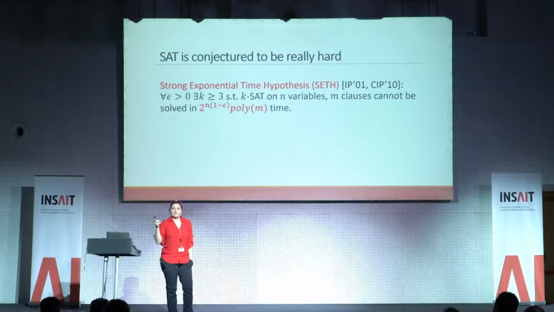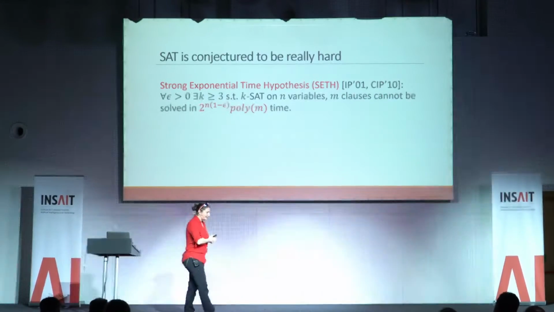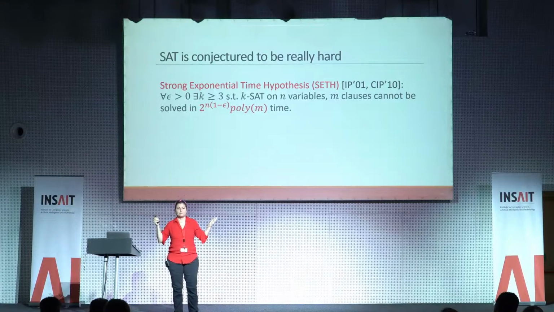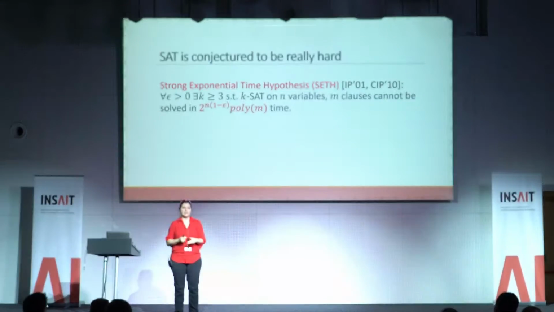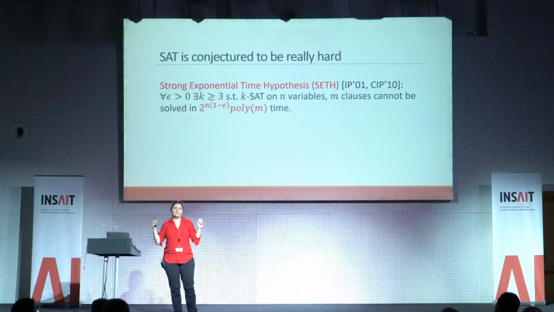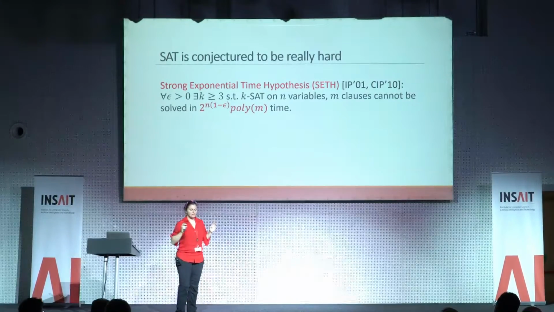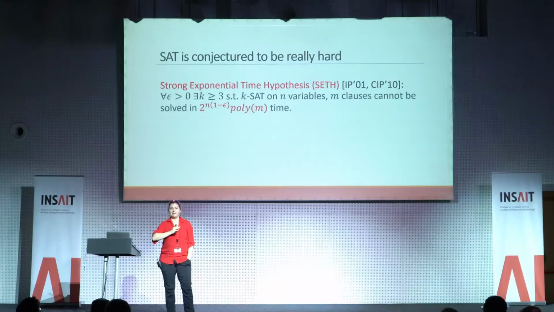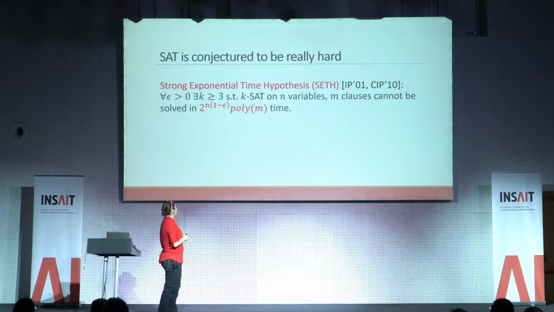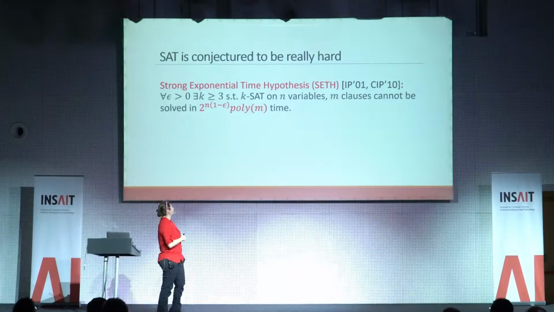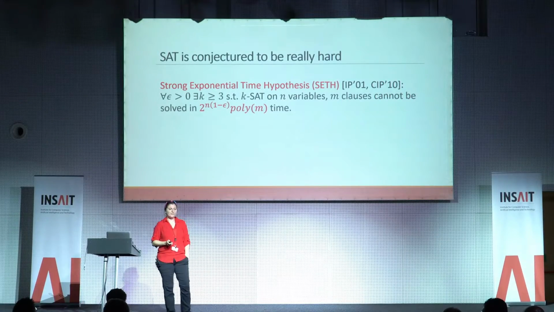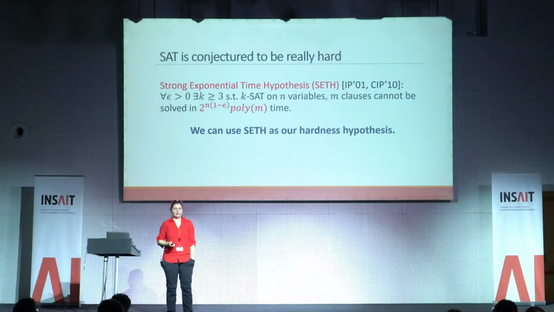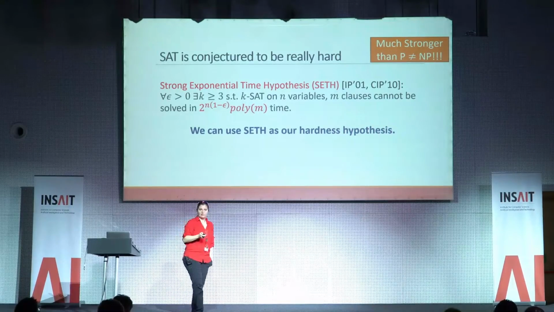What problem should I pick as my initial hardness hypothesis? Well, I already said SAT is hard. So I'm going to use a hypothesis that says that SAT is super hard. And there is such a hypothesis. It's called the strong exponential time hypothesis, because there's another one called weak exponential, so we'll forget about that one. It's called SETH, and it basically says SAT requires 2 to the n time. There is no epsilon for which you can solve all KSAT formulas in 2 to the n to the 1 minus epsilon time. Let's assume that's the case, and we'll use that as a hardness assumption instead of P not equal NP. And this is much, much stronger than P not equal NP.